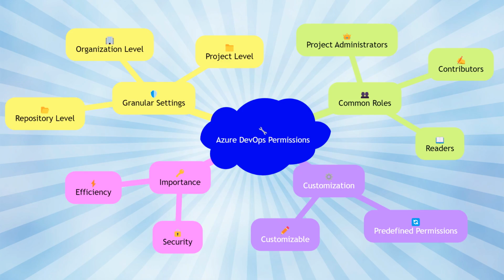Azure DevOps allows for granular permission settings, enabling organizations to define specific access levels for different roles. Permissions can be set at the organization, project, and repository levels. Common roles include project administrators, contributors, and readers. Each role has predefined permissions, but these can be customized to meet the specific needs of the organization. Properly managing these permissions is key to maintaining a secure and efficient development environment.